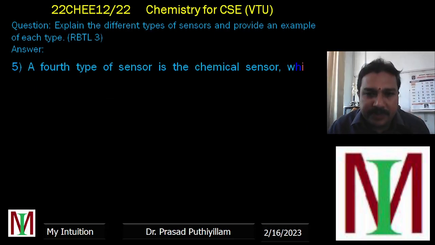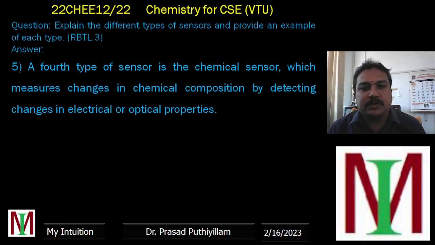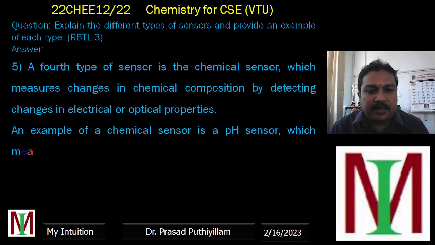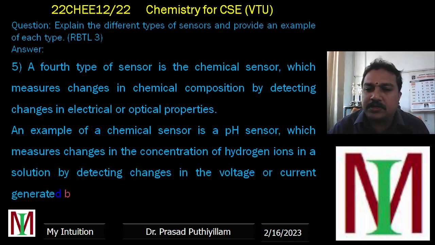A fourth type of sensor is the chemical sensor, which measures changes in chemical composition by detecting changes in electrical or optical properties. An example of a chemical sensor is the pH sensor, which measures the changes in the concentration of hydrogen ion in a solution by detecting changes in the voltage or current generated by the solution.